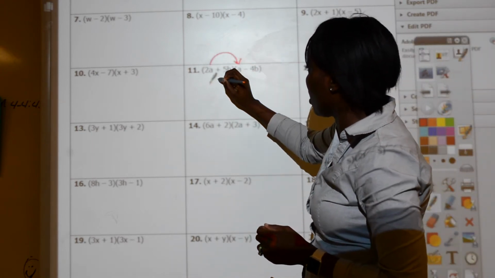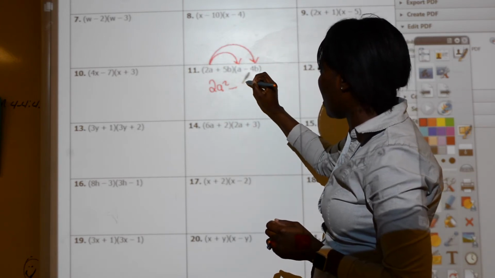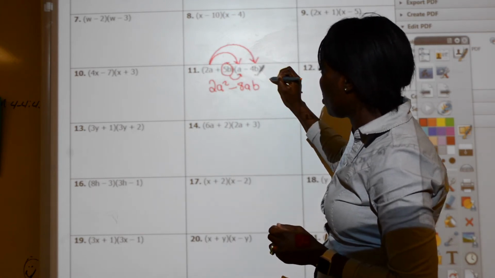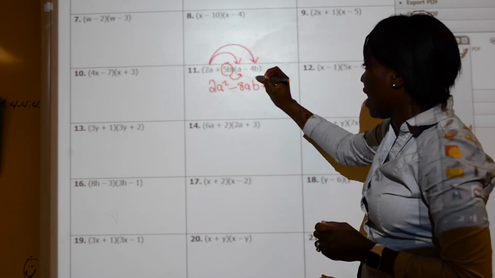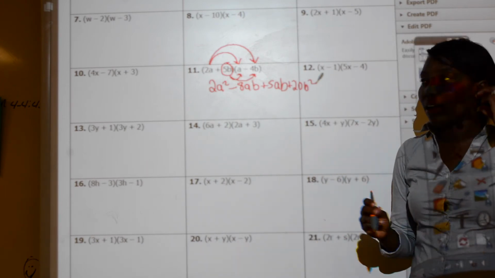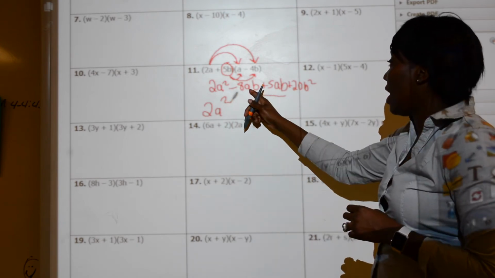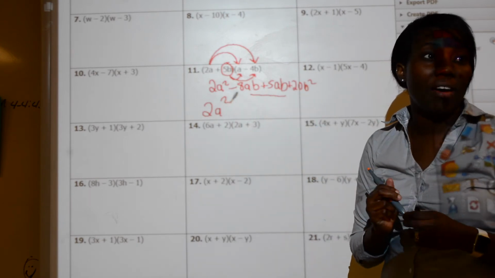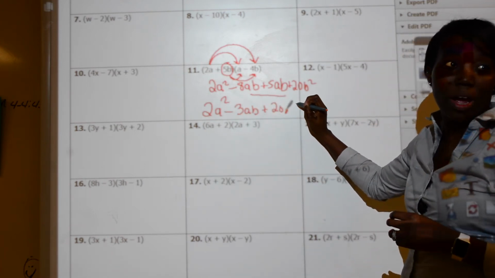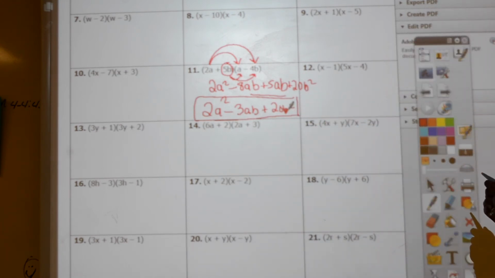2a times a is going to give us 2a squared. 2a times negative 4b is going to give us negative 8ab. Distribute the inner term. It's going to give us 5ab. And then the last one is going to give us negative 20b squared. Then we combine our like terms. And our final answer is 2a squared. Negative 8ab and 5ab is going to subtract, and we get negative 3ab plus 20b squared. Oh, that doesn't look like a b. Everybody got that?